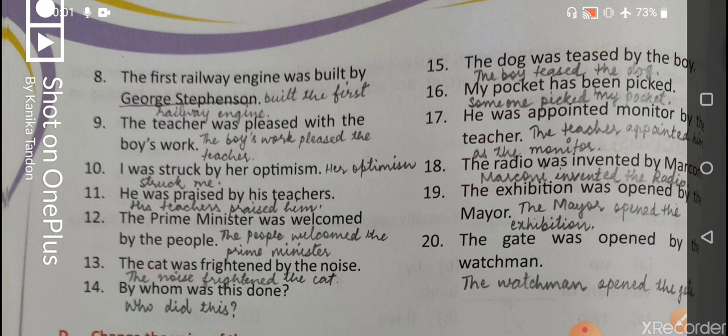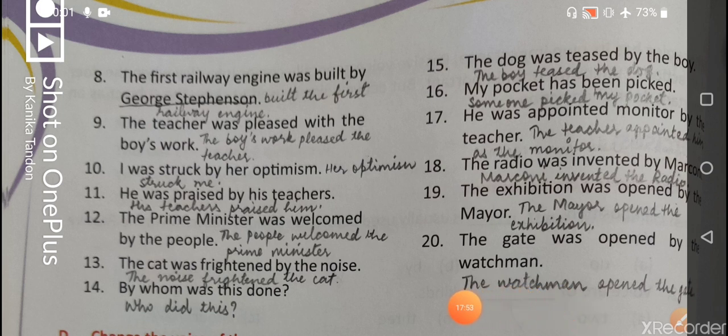The Prime Minister was welcomed by the people. So the people welcomed the Prime Minister. The cat was frightened by the noise. So the noise frightened the cat. By whom was this done? So this is, who did this?